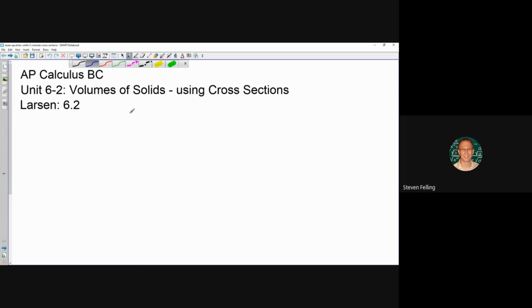So what we've done is we have some sort of a shape, maybe it's like this in the 2D area. And then we revolve that around an axis. Simple case like this, we put a rectangle. In the case of the disk method, we put that rectangle perpendicular to the axis of rotation. When we rotate the solid around, we get this 3D shape, a disk shape, like this.